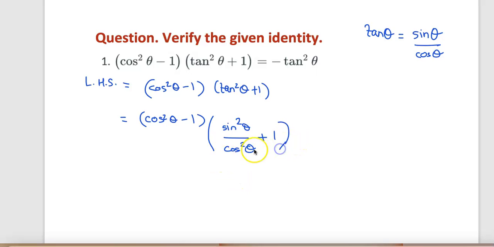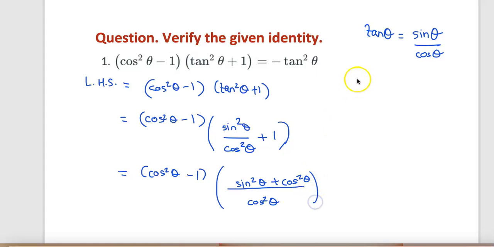Now what I can do over here is I can solve this part. I can take the least common denominator and I can rewrite my next step like this: cosine square theta minus 1, and this part will be what? Since I'm taking the least common denominator, cosine square theta, this will be my sine square theta, and this will be my plus cosine square theta.